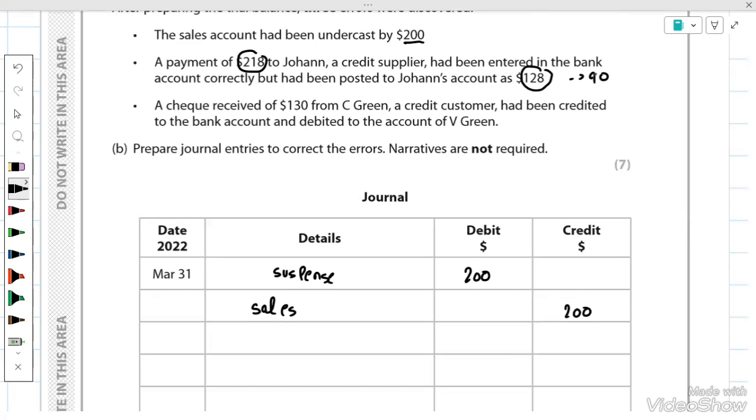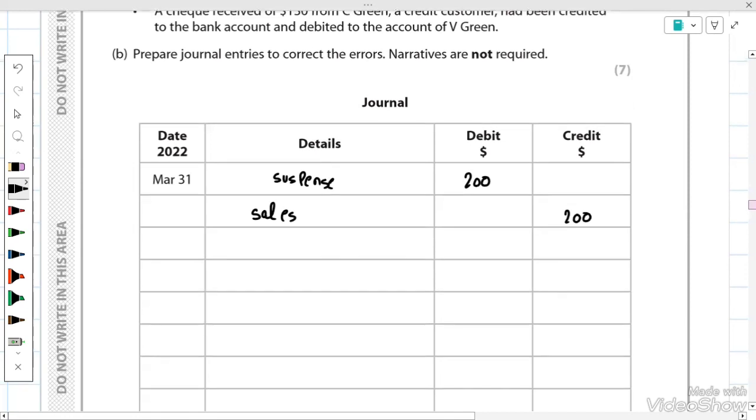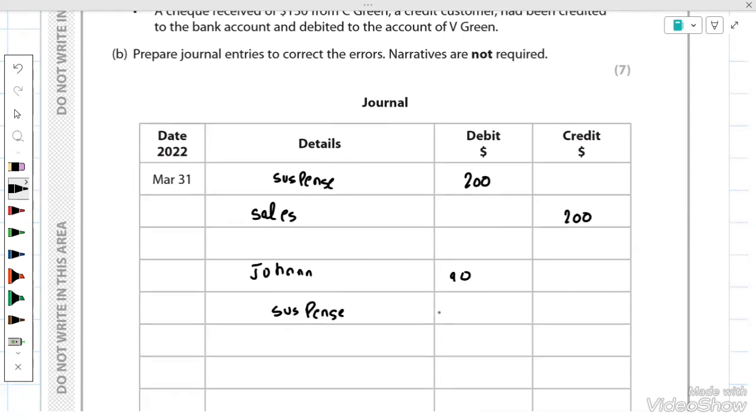Okay. So the amount was 218, but you mistakenly recorded 128. So it means that you mistakenly decreased Johan's account. That is why we have to now increase Johan's account by 90. So it will be recorded on the debit side. Johan account 90, and on the credit side you have suspense 90.